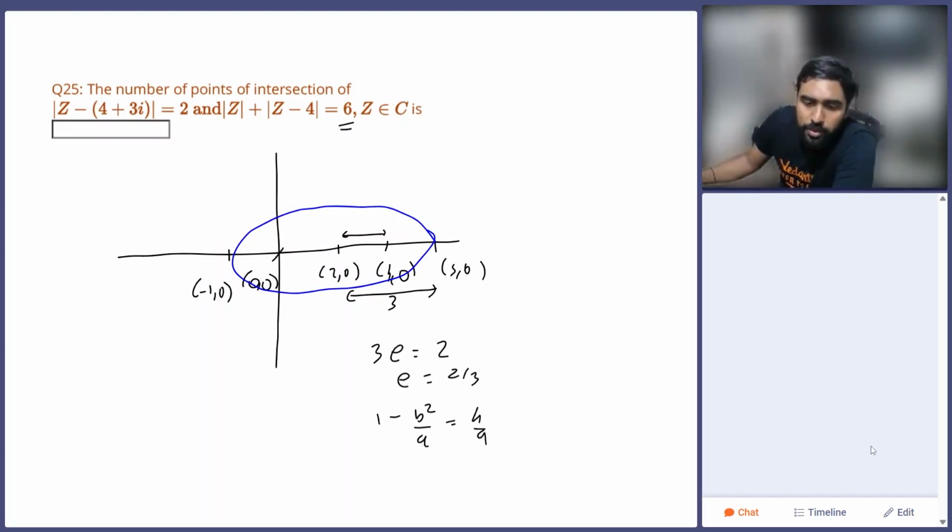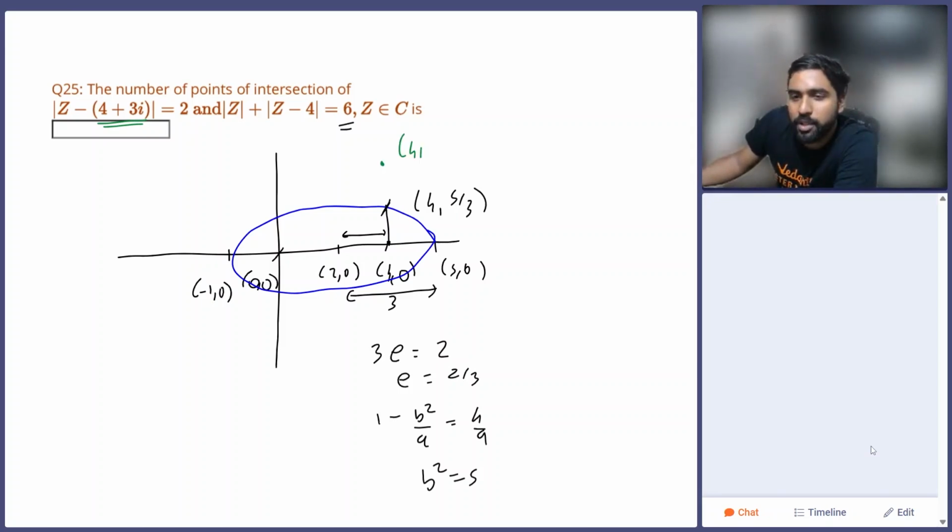Let's take the square on both sides. So that means b square is equal to what? b square is equal to 5. So if b square is 5, can I say that the end point of the latus rectum will be (4, b square upon a), which is 5 by 3. Now you might think, why did I take this? The reason is, the center of this circle is given to you as (4, 3), and the radius is given to you as 2.